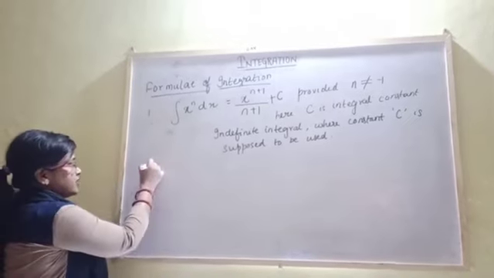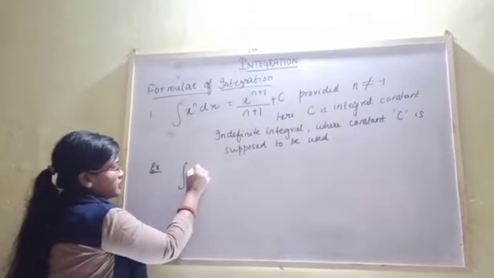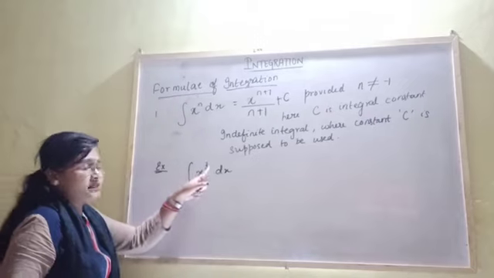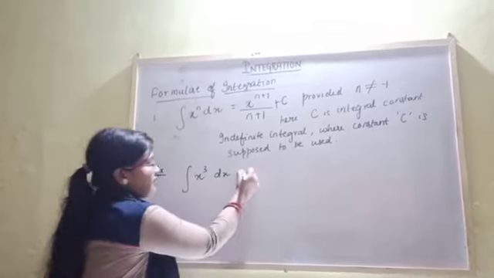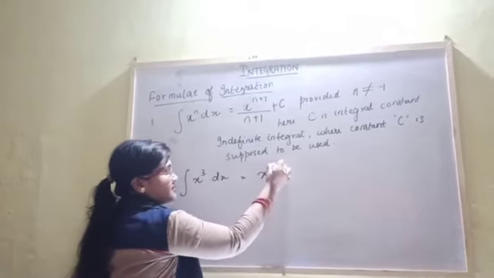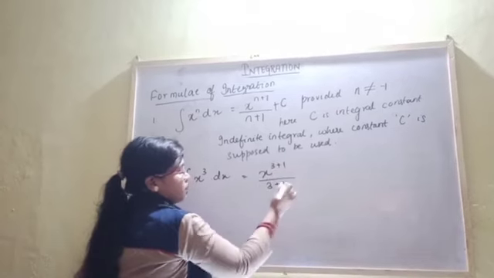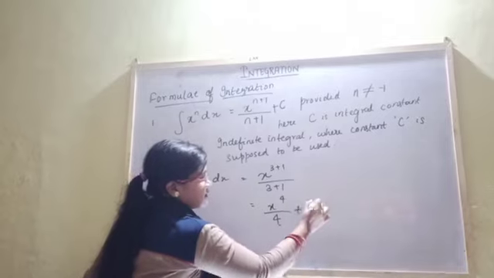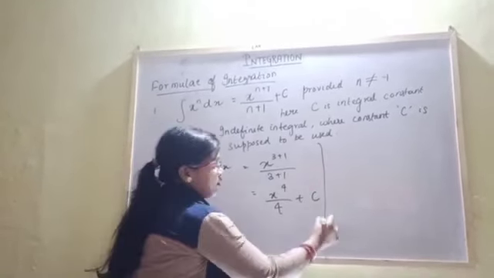Let us see one more example. One example of this: you are given x to the power 3 dx. See, this is the power n and it is not equal to -1, so you can easily find it as x, the power gets added by 1, 3 plus 1, divided by 3 plus 1, equals x to the power 4 by 4 plus c. This is the answer. Okay. One more example.